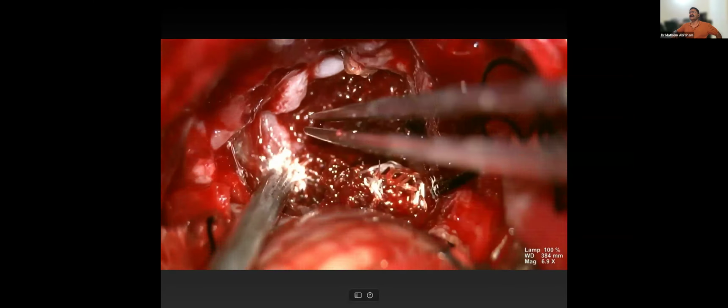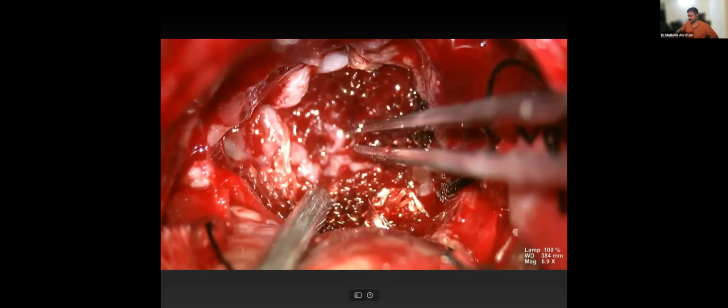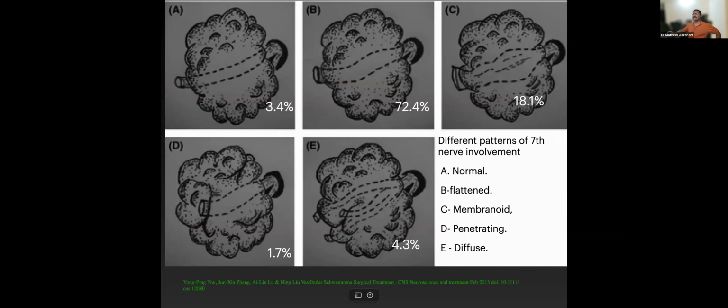At this point, the emphasis turns towards the seventh nerve. The seventh nerve can take different forms. You can have a well-rounded, well-formed seventh nerve, but that's very rare. Often you may not get it even for a 1.5 centimeter tumor. It's very rare, particularly only 3.4% of the seventh nerves would be rounded. Majority of them will be flattened.